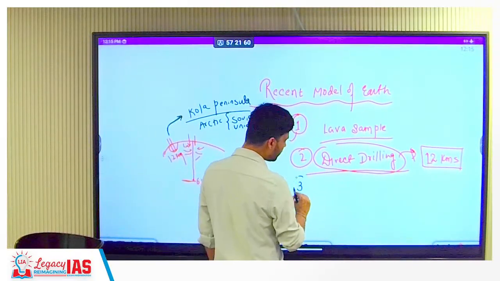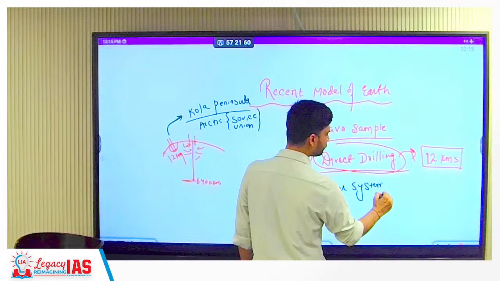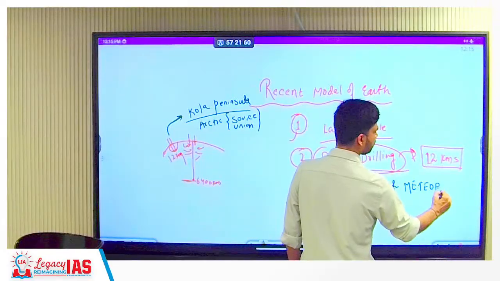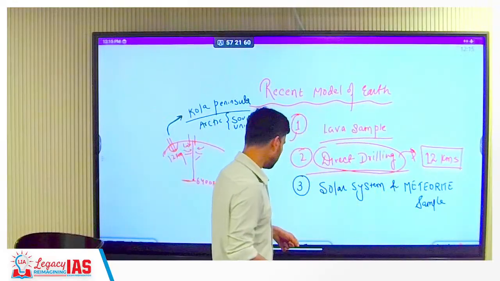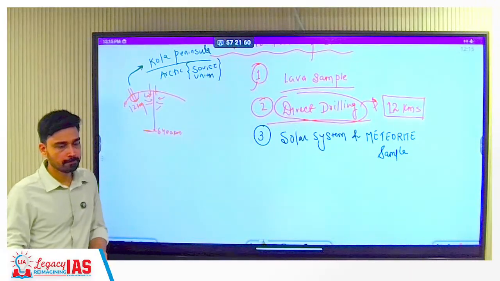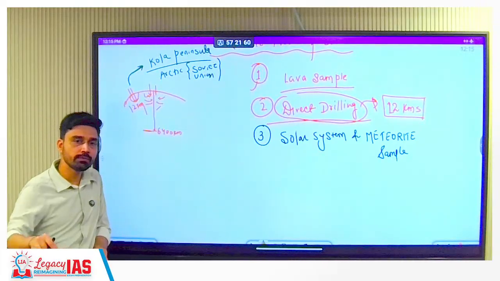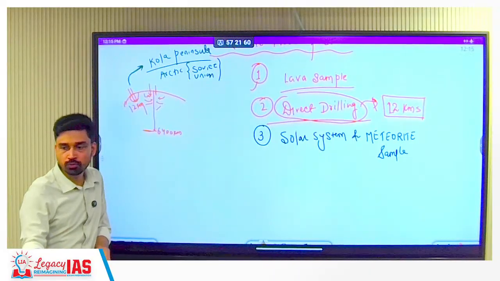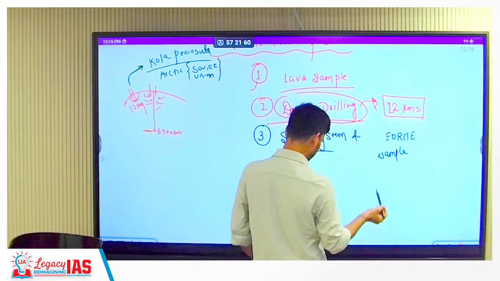Third is we also studied the solar system and the meteorites. Solar system and sample of meteorite sample. That also give us a rough idea and some additional information about the Earth's interior. Solar system means the study of planets, asteroid and all that, because the entire solar system has a common origin. The entire solar system has evolved from the same place. So based on that we can make some assumptions and some relations.